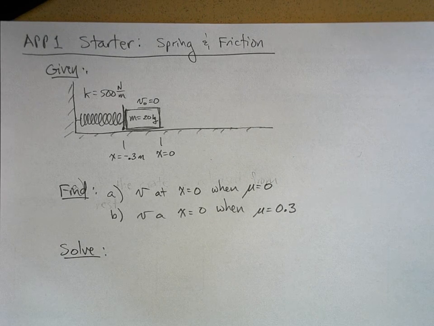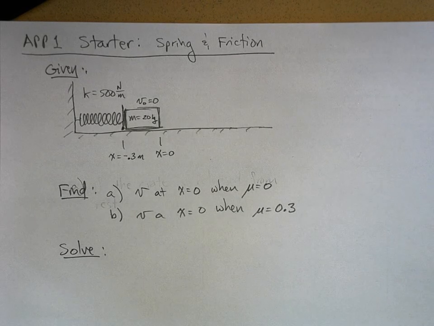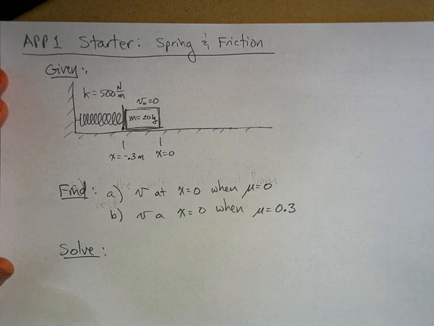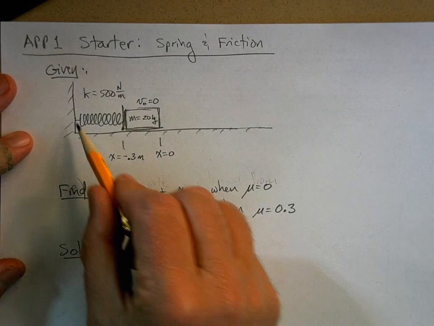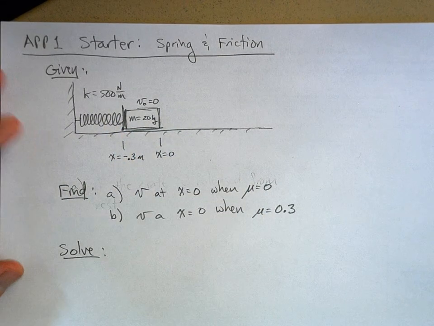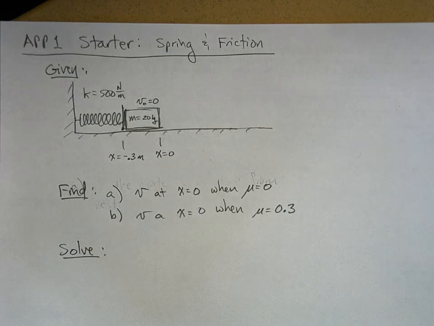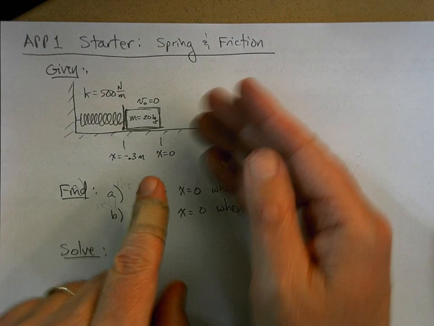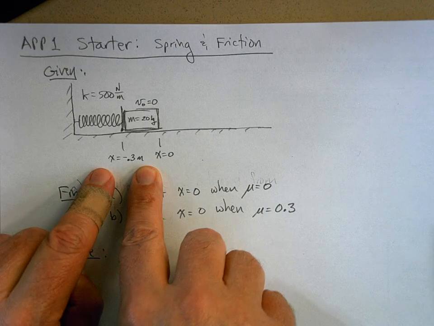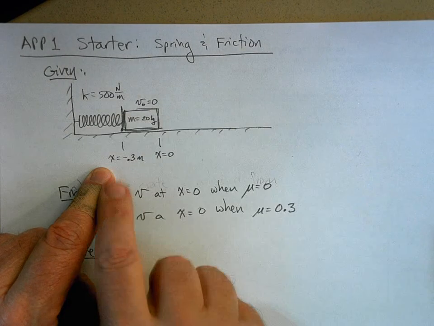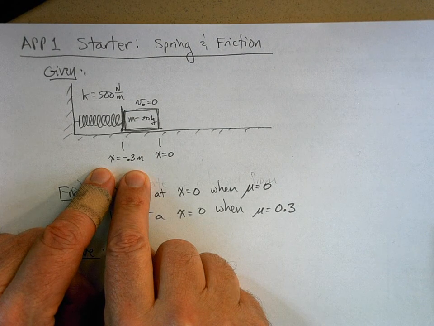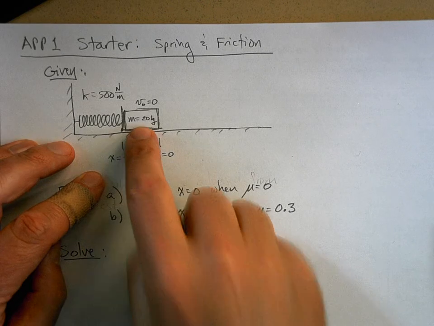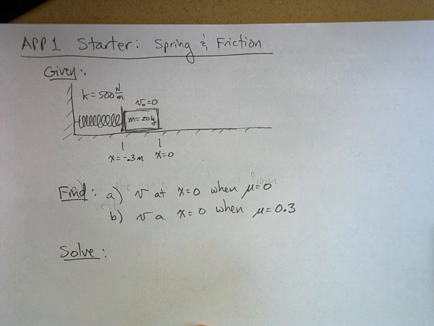So let's work this problem, and rather than write it out in a bunch of words, I just drew a picture of it. So take a look. We've got a spring here. It's got a pretty good spring constant, 500 newtons of force per meter, and we're going to shove this thing back so that we've compressed the spring to the left by 0.3 meters. And this has 20 kilograms, and then we're going to release it.